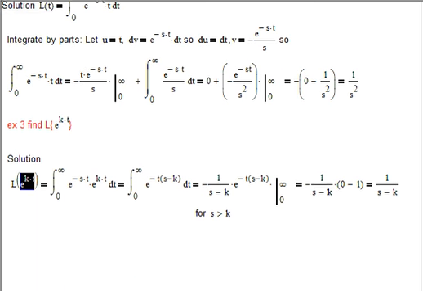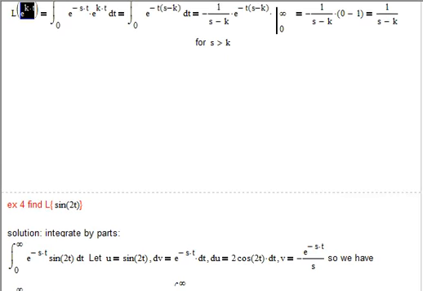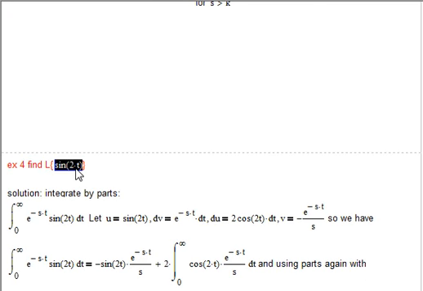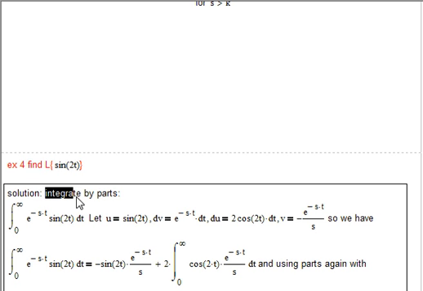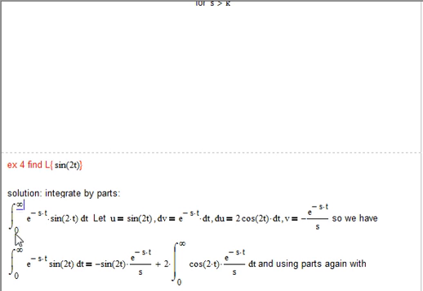Of course, let's do another one. So let's find the Laplace transform of sine of 2t. Well, we're going to have to integrate by parts. The improper integral from 0 to infinity, e to the negative st times sine of 2t dt.